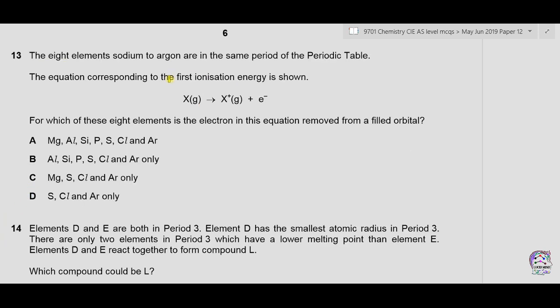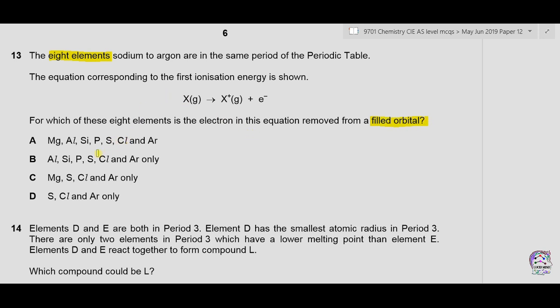Question number 13. The 8 elements sodium to argon are in the same period of the periodic table. So we have 8 elements. The equation corresponding to the first ionization energy is shown. One of the electrons is being removed from the gaseous atom to form a monopositive gaseous ion. For which of these 8 elements is the electron in this equation removed from a filled orbital?